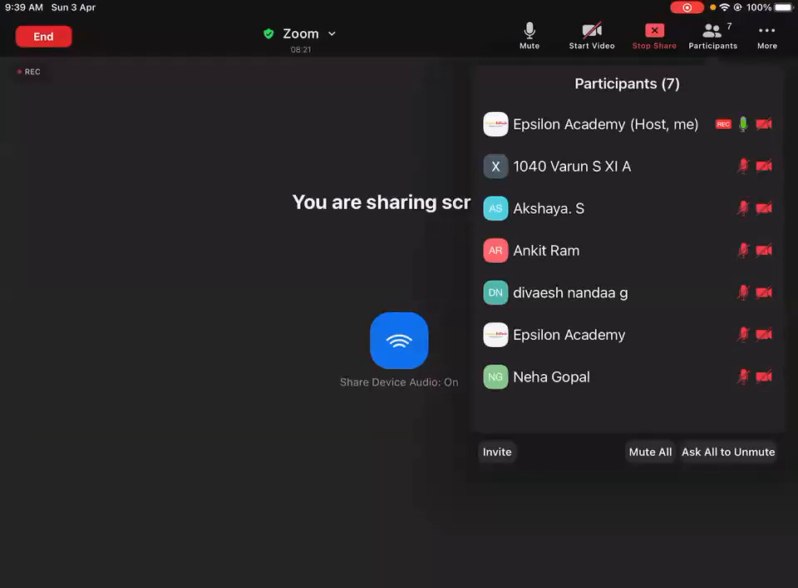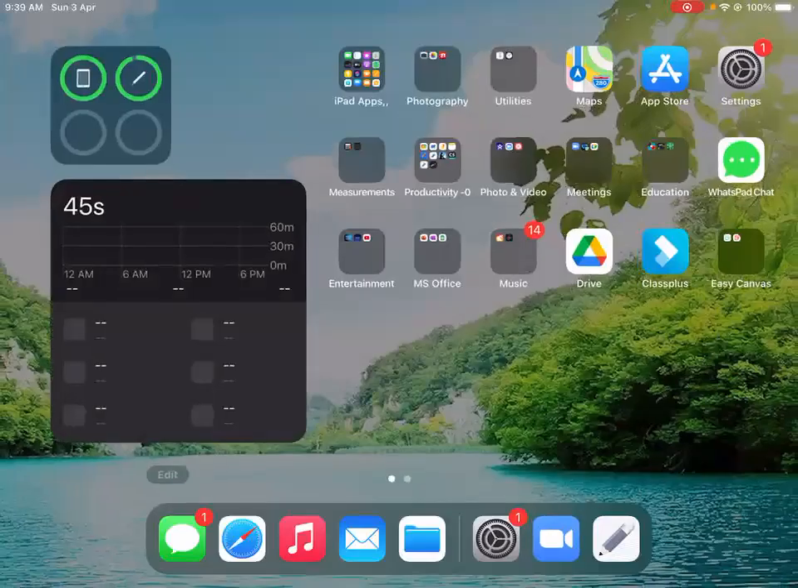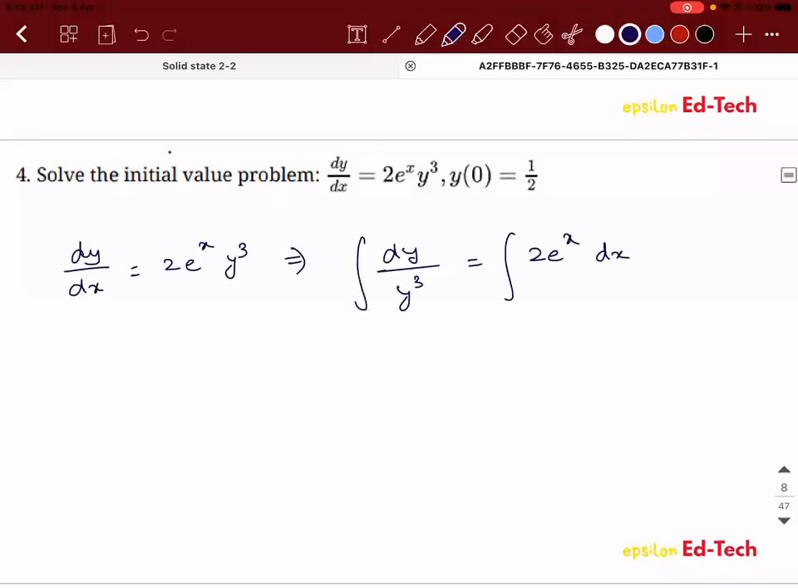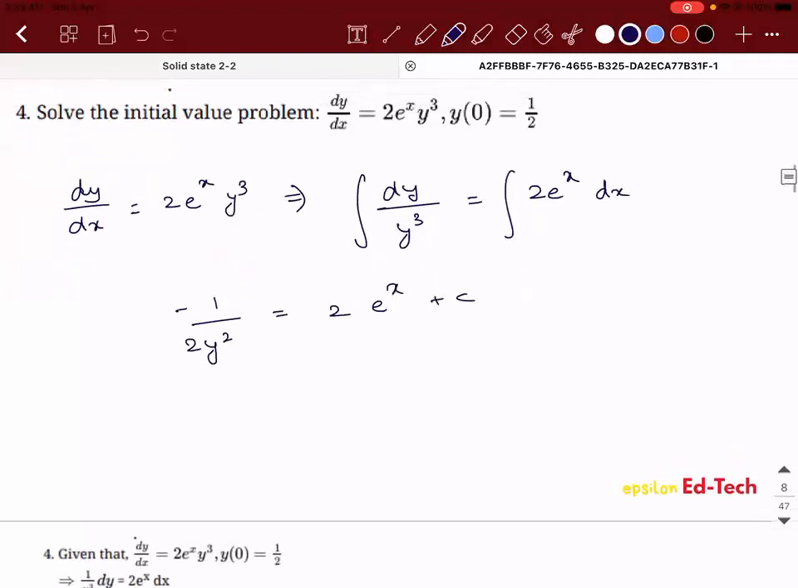What is integral of 1 by y cube? It is minus 1 divided by 2y square. This is equal to 2 into e power x plus c. Okay, they have clearly mentioned in the problem that x is equal to 0, y is equal to half.